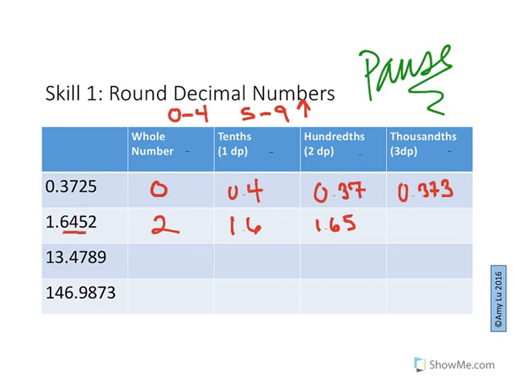You want three numbers behind the decimal, so we look at the 2, and the 2, if it's 0 to 4, we have to keep it the same. So this becomes 1.645.